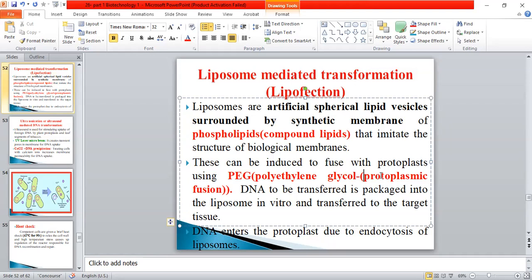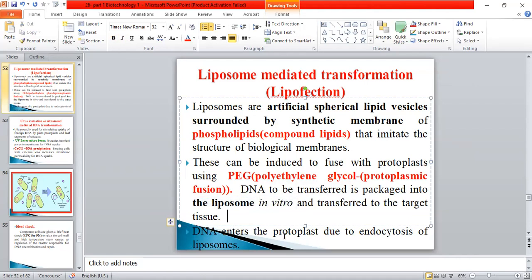They use polyethylene glycol as a linking agent. Okay, so that is very, very important. Then the DNA is packaged into the liposome in vitro and transferred to the target tissues. After that, what happened to the liposomes? Introduced in vitro means in the lab. Okay, in vitro, lab, and transferred to the target tissues.